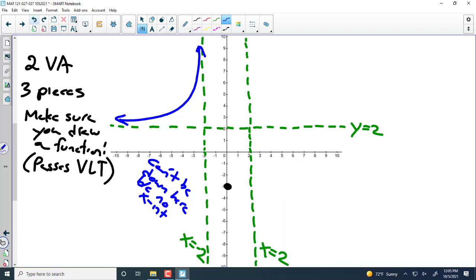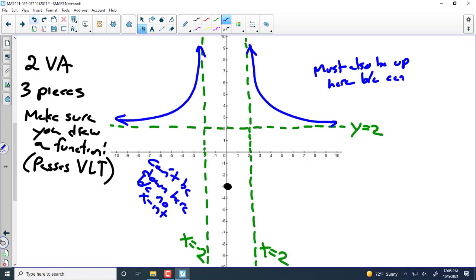All the way on the right side, is it going to be the same thing? It has to be on top because we can't hit the x-axis? Yeah, it has to be up here, hugging the asymptotes. Must also be up here because it can't hit the x-axis. Now, technically, are you allowed to touch a horizontal asymptote?